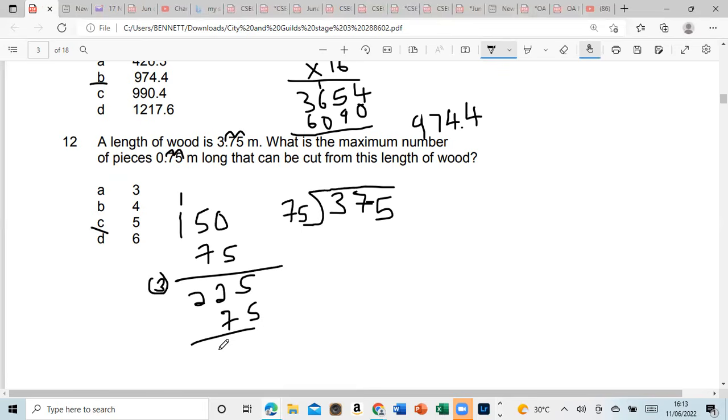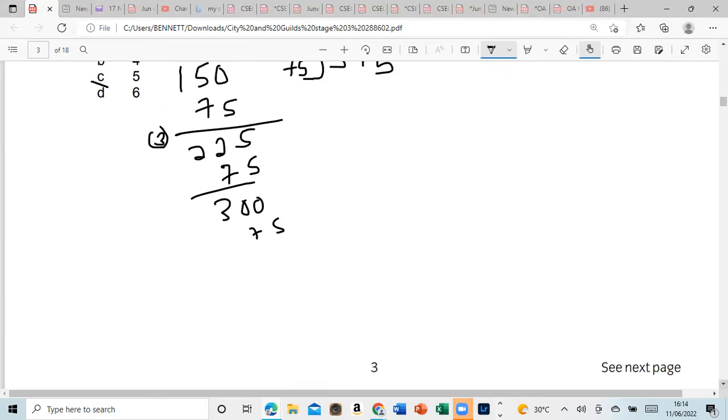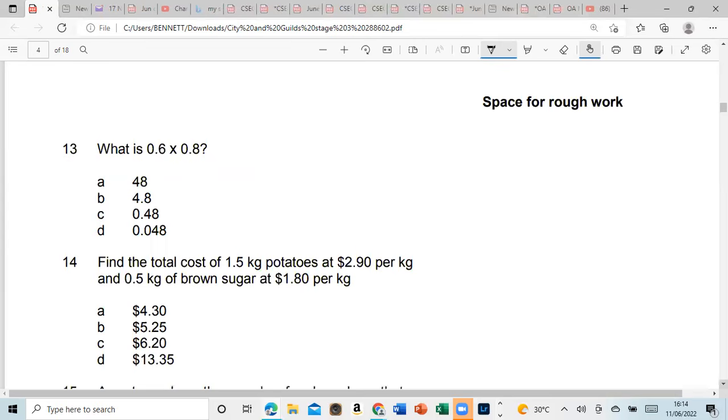This one makes it 300. And then now 75 again. That makes it 5 times. That is 0.6 times 0.8. 0.48, 2 decimal places. So C.